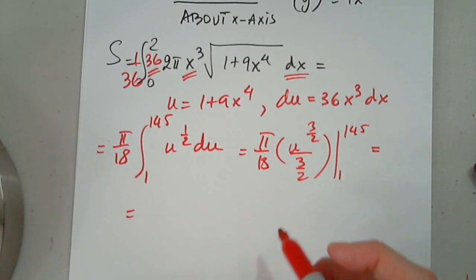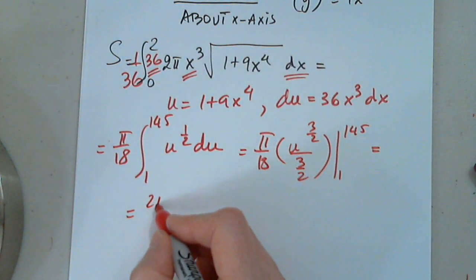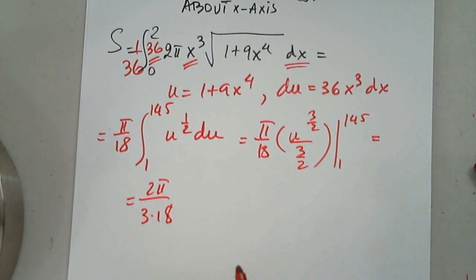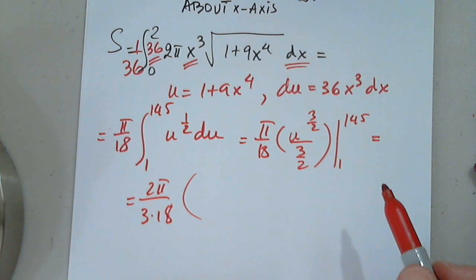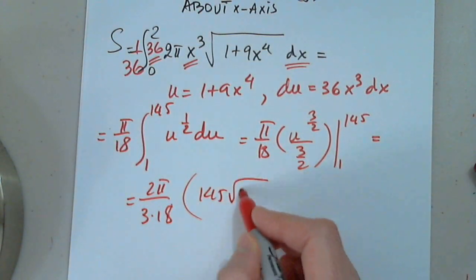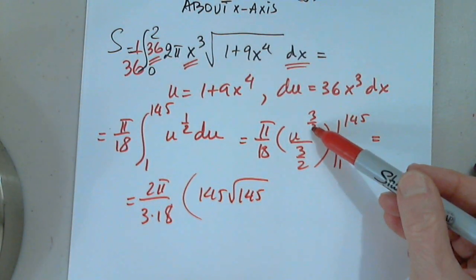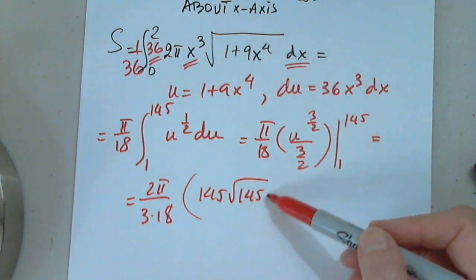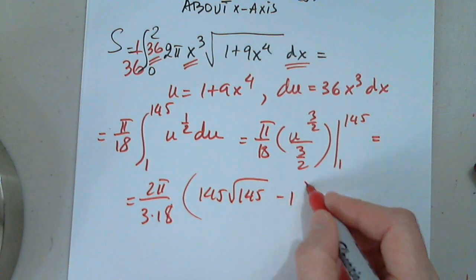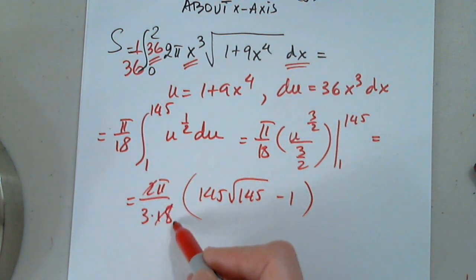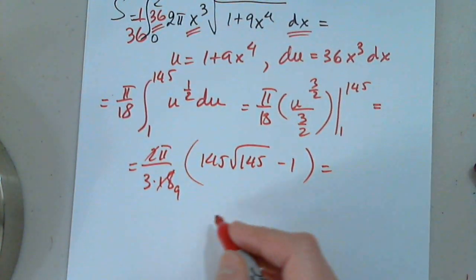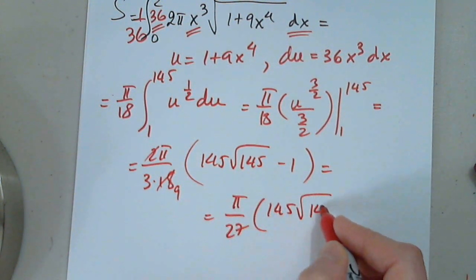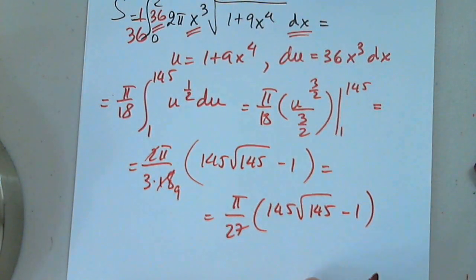And finally, we have 2 pi over 3 times 18. I'm not going to multiply because I'm going to simplify in a minute. And this is 145, the square root of 145. That's the square root of 145 cubed. 145 comes outside, and there is still 1 inside, and minus 1. And here I will simplify. And I have, finally, pi over 27, 145 the square root of 145 minus 1. When I plug in 1, it's 1.